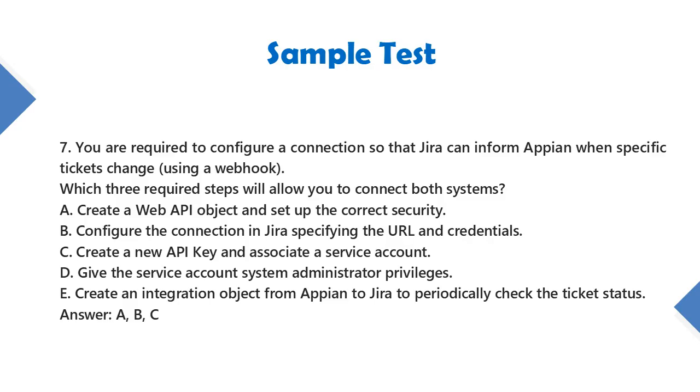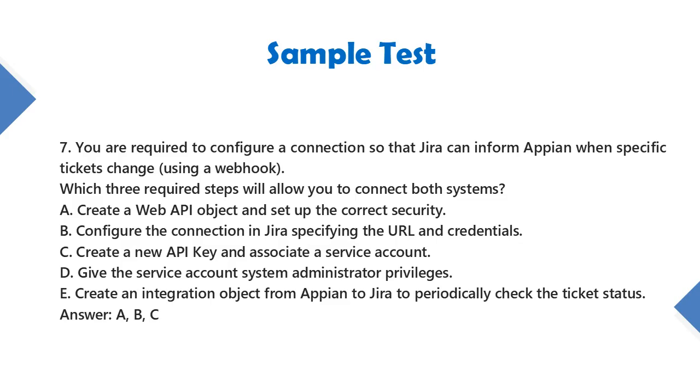7. You are required to configure a connection so that Jira can inform Appian when specific tickets change, using a webhook. Which 3 required steps will allow you to connect both systems?